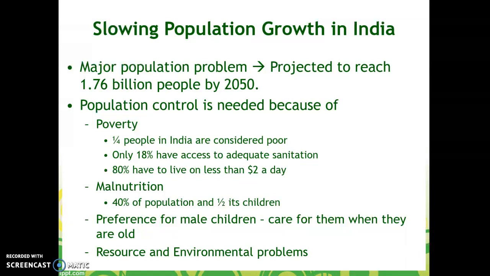India has also seen some issues. They have a major population problem. They're projected to reach about 1.67 billion people in 2050. So therefore population control is needed. India suffers extremely high rates of poverty. 1/4 of the people in India are considered poor. Only 18% of their people have access to adequate sanitation, and 80% are living on $2 a day or less. 40% of its population are considered malnourished, while half of its total child population is considered malnourished.